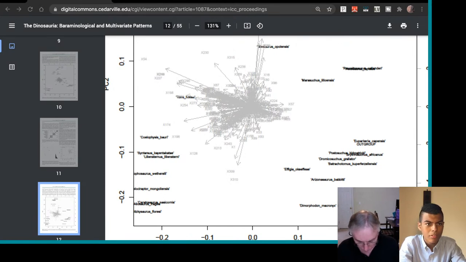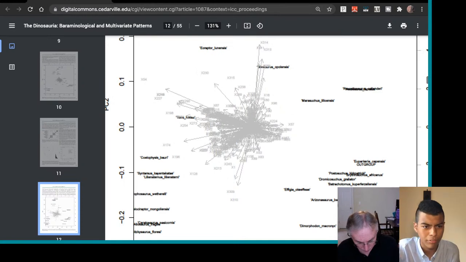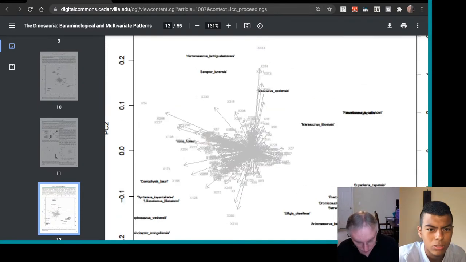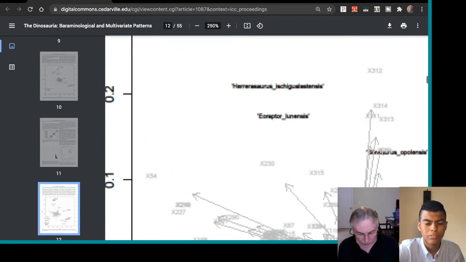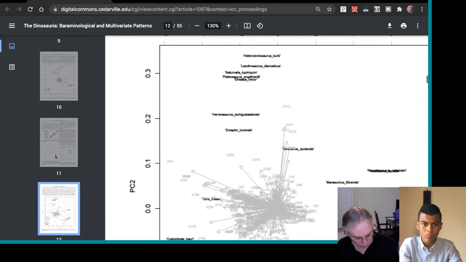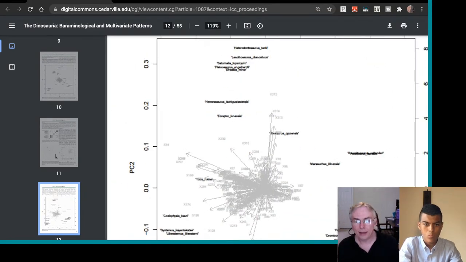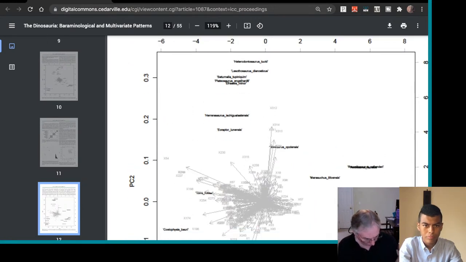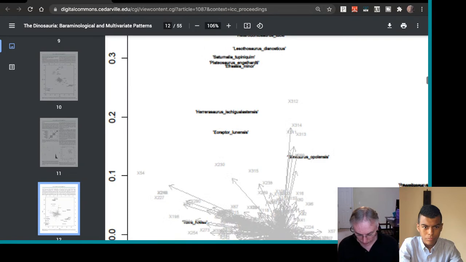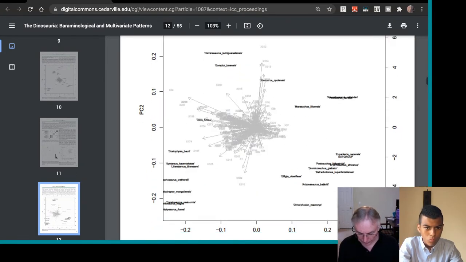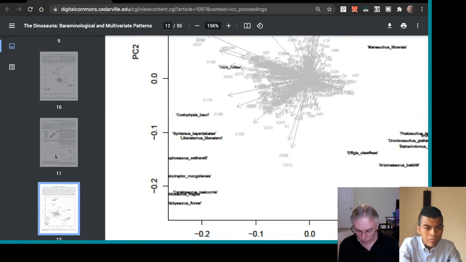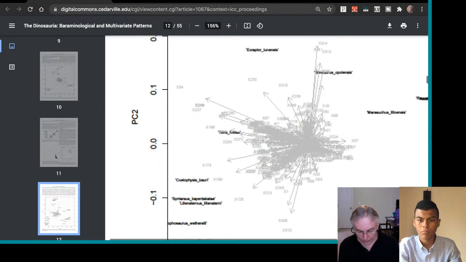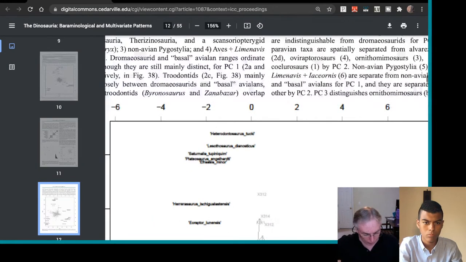I forgot which one you're interested in. Eoraptor, I believe. Eoraptor is right there, lucensis. And what this is showing us is that Eoraptor seems to be in a set that's pretty far removed from some of these other groups. On the left, we have the theropods down near the bottom, and on the top, the ornithischians again. Our outgroup taxa are down toward the right on this one.